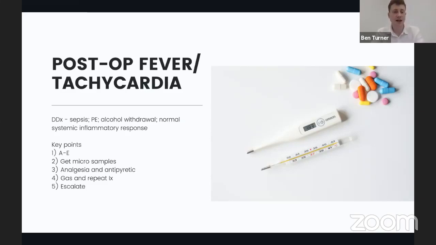And then finally, in these patients, once you've done your A to E, you've got your micro, you've escalated your antibiotics, and you've got a gas, that's the time to talk to your reg and say, listen, I've done all these things. And if you have done all those things, they're going to be super impressed. And then you've escalated to them and you've let them know what the situation is.